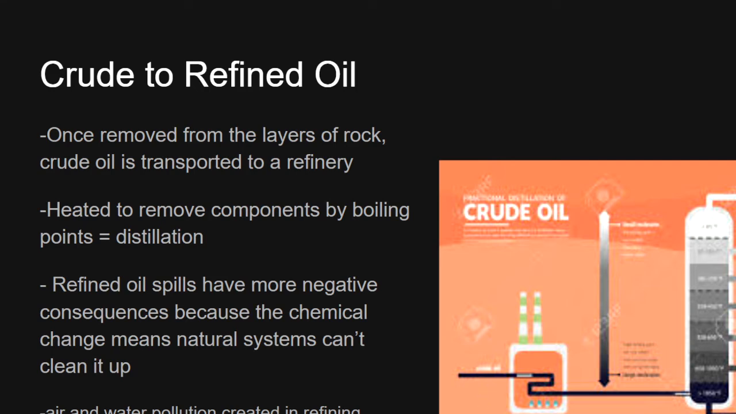Once an oil has been refined, though, it does have more negative consequences because, again, since it's no longer in its natural state, it's a little bit harder for the earth to break it down and clean it up. One other thing that we need to note is that because we are heating this oil, we're going to have both air and water pollution created in the refining process. And once it's refined, it can then be shipped, and you can use it either for heating or for gasoline.